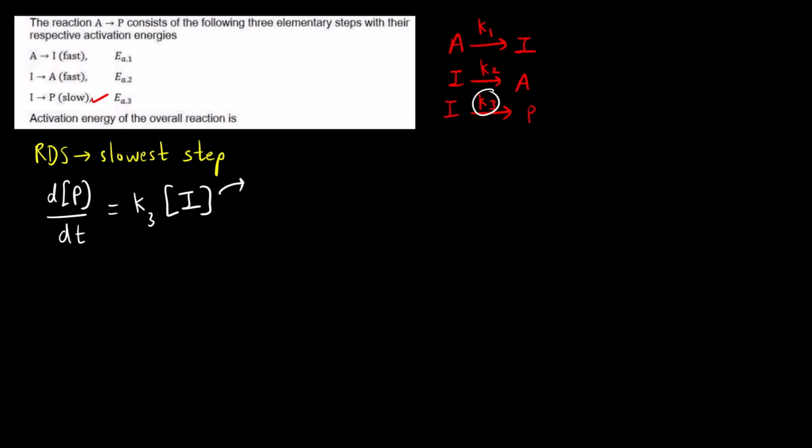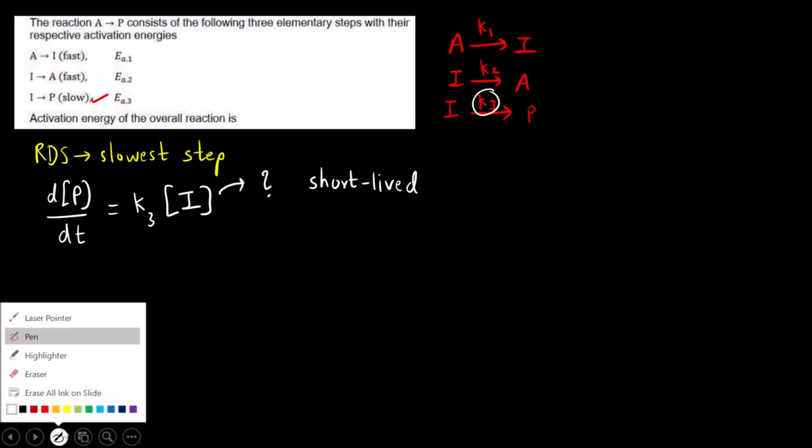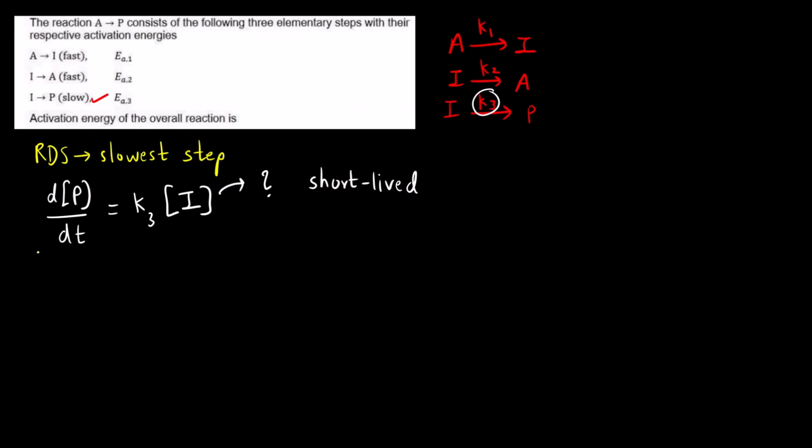Now, can we find out the exact concentration of the intermediate? The answer is no. Why? Because it is short-lived. Short-lived means sometimes it is stable, but it stays for a very short duration of time. That is why we cannot find out the exact concentration of the intermediate. So what do we apply? We apply something called the steady state approximation.